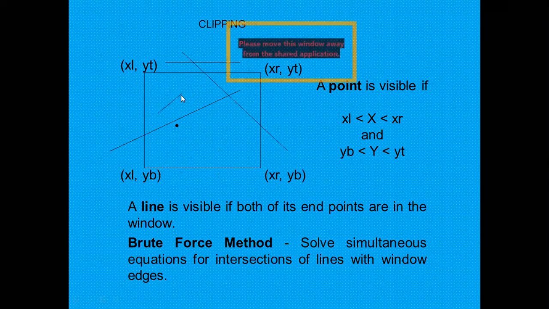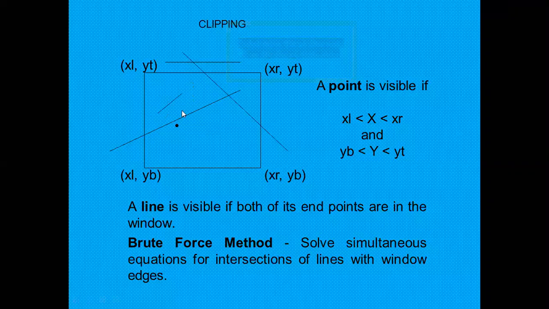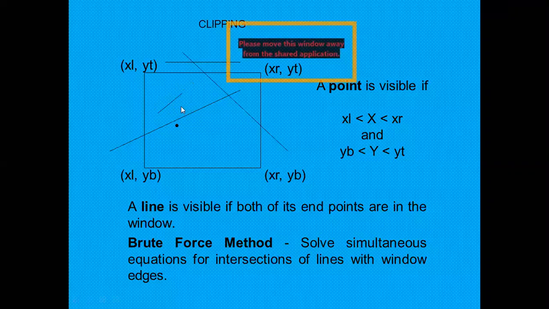Now come to this line. This line is not touching or intersecting the sides of the window, so there is no need to check. This is lying inside the window. It means if any line lies inside the window completely, then it is visible. So this line is completely visible, because if any line lies completely inside the window, then we can say that this is a completely visible line.